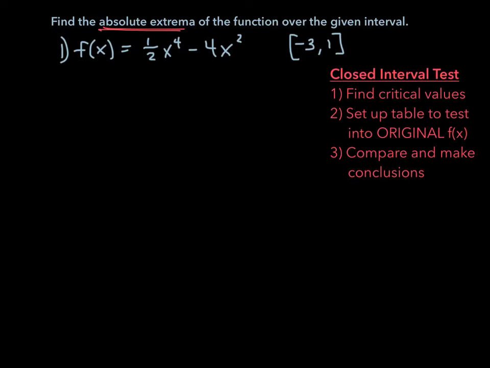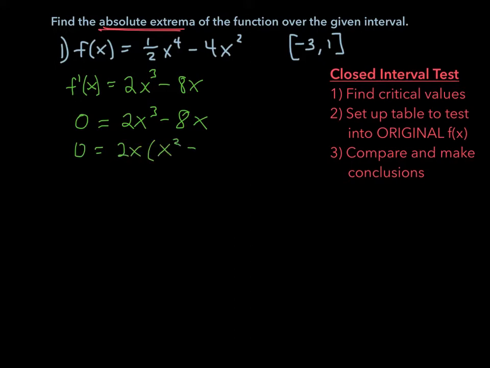We're going to do that the exact same way as we have. We're going to take the derivative of the function. So in this case, f prime of x is going to be 2x^3 - 8x. It's a polynomial, so we're going to set that equal to 0 to find our zeros: 2x^3 - 8x = 0. I'm going to factor out a 2x, and I'd be left with x^2 - 4. And so if I set each of those factors equal to 0, I'll have x equals 0, and x equals plus or minus 2. All right, so those are my critical values.